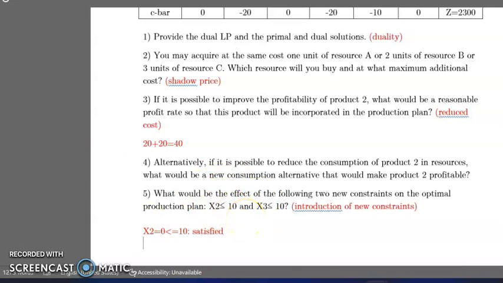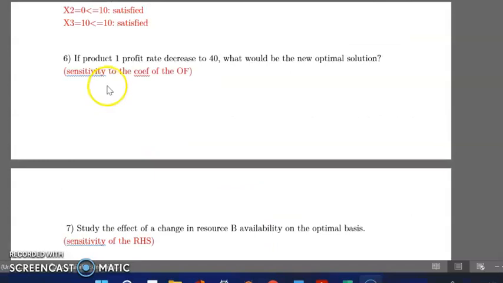For the second constraint, the optimal value of x3 is equal to 10, which satisfies the constraint. So the second constraint is also satisfied, and hence by introducing these two constraints into our LP, nothing is going to change. The optimality is preserved.